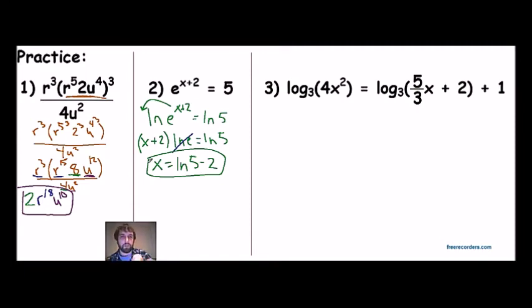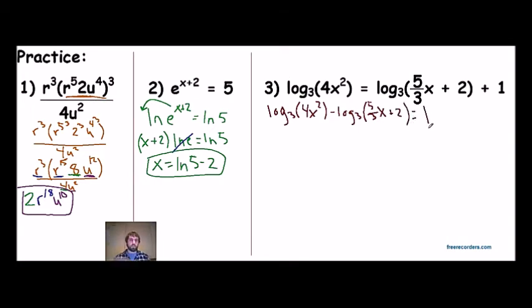So I'm going to start off by subtracting log from both sides. So this is going to become a log base 3 of our 4x squared minus log base 3 of our 5/3 x plus 2 equals 1.